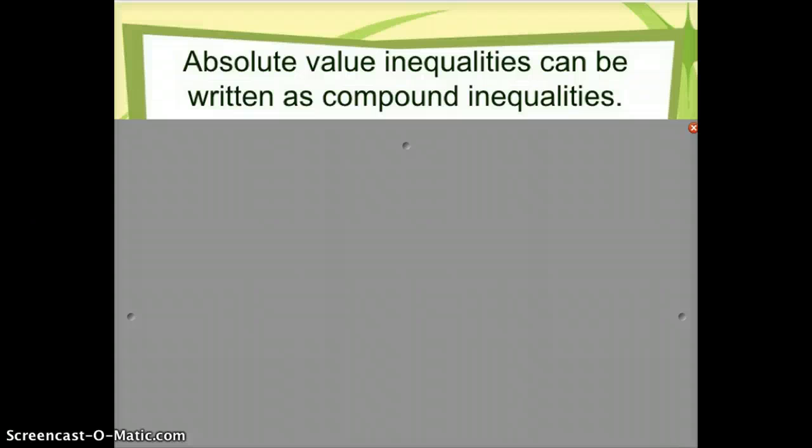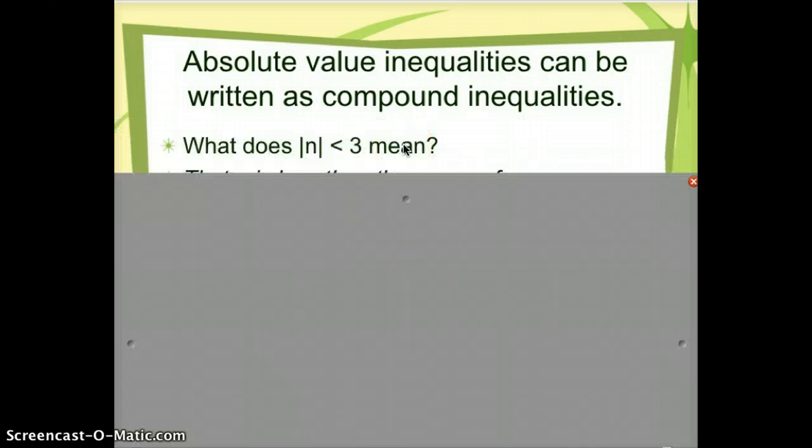Okay, so absolute value inequalities can be written as compound inequalities, which we worked with before, the "and" and "or" statements. I'm going to ask you to try to figure out why. So I want you to think about this before I show you the answer. What does the absolute value of n is less than 3 mean?